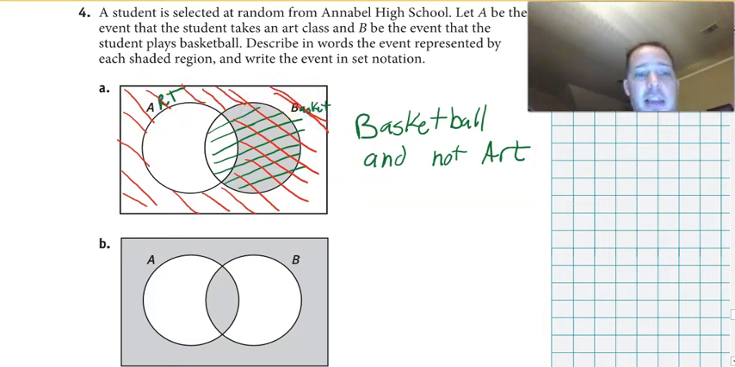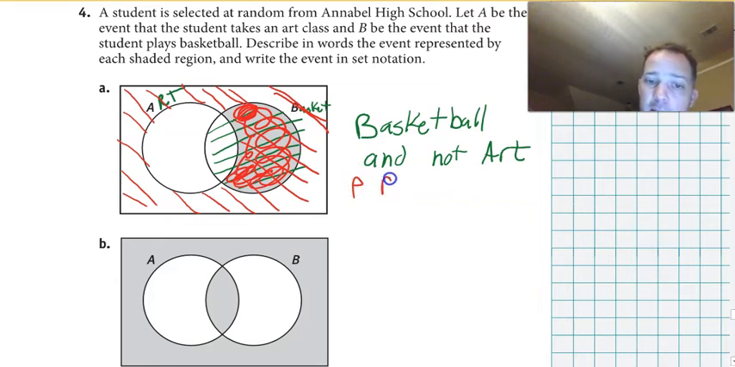Okay, notice the intersection is where the green lines and the red lines cross. That's only right here. So that is the intersection of those two things, basketball and not art. We also want to write the event in set notation. So this is the probability that it's basketball and not art.